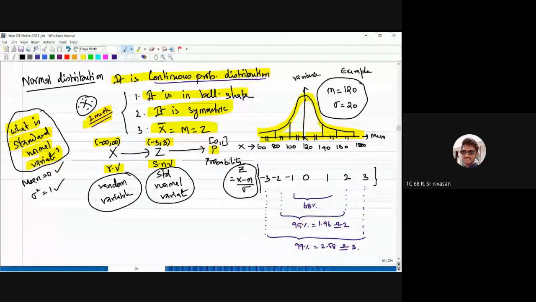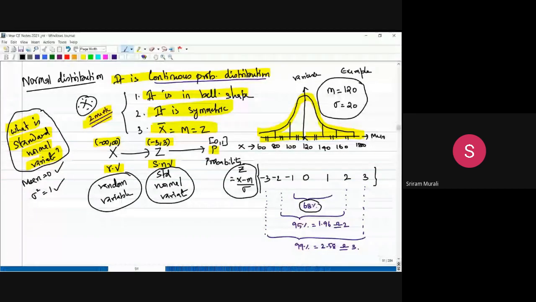Yes, sir. Now, from the origin, if I vary from minus 1 to 1, I would say 68% is okay. It is accounted. The rest of the 32% are having an error term.